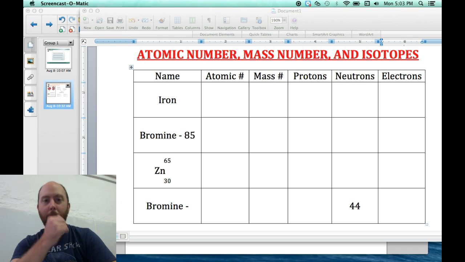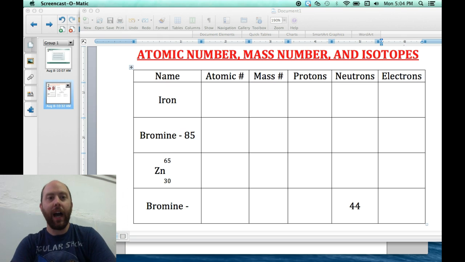So let's first talk about what we're going to do here. In this situation, we are going to figure out the atomic number, the mass number, the protons, the number of electrons, and number of neutrons for each element using the periodic table. Now, one of the important things we have to remember is we are going to assume for right now that every single element is currently neutral. In the last video, we talked about neutral atoms. We'll get back to that review here in a second.